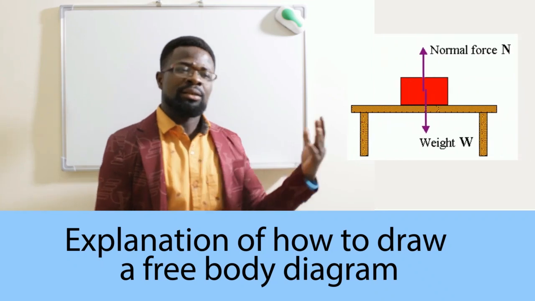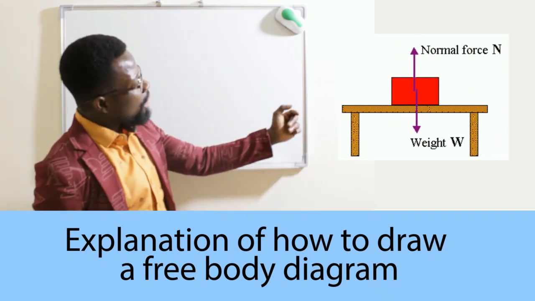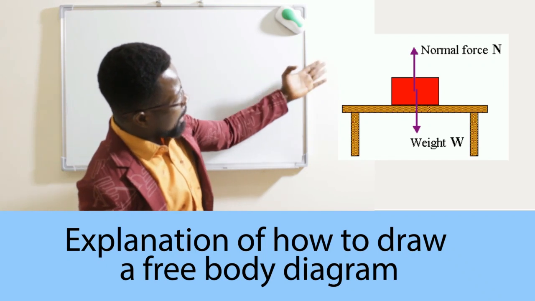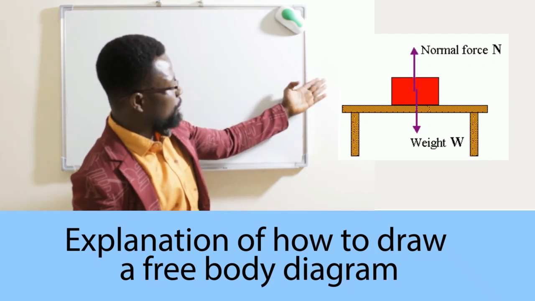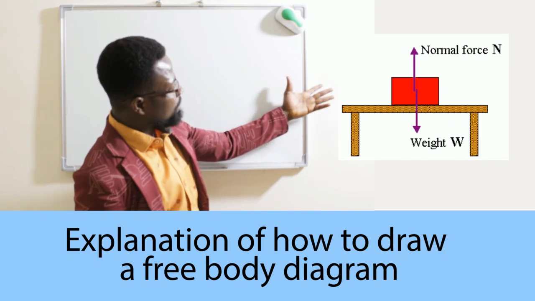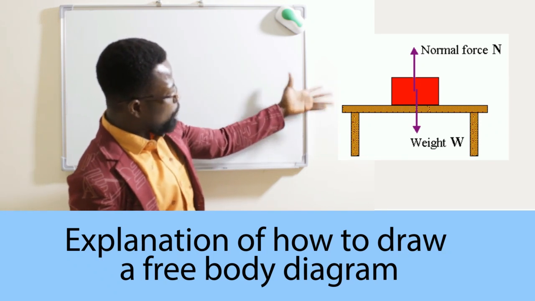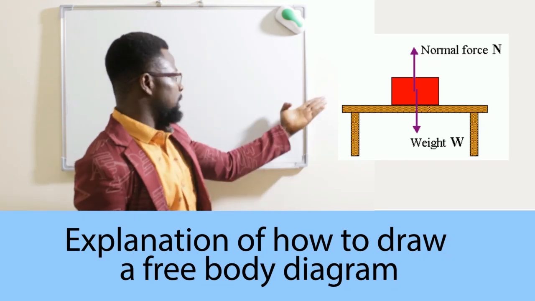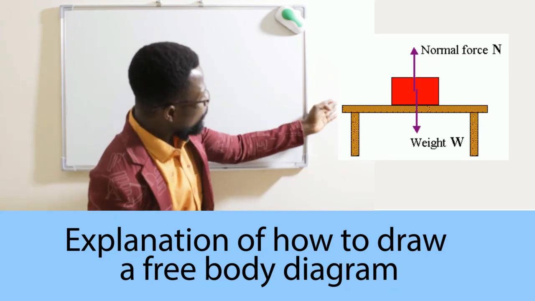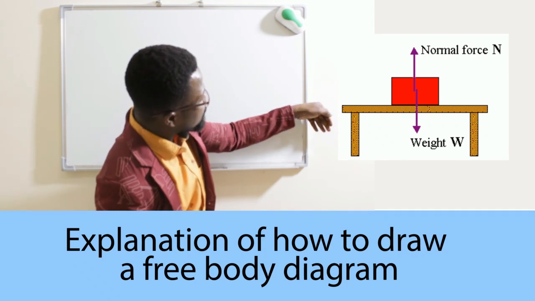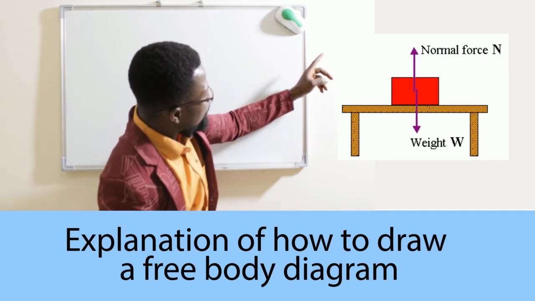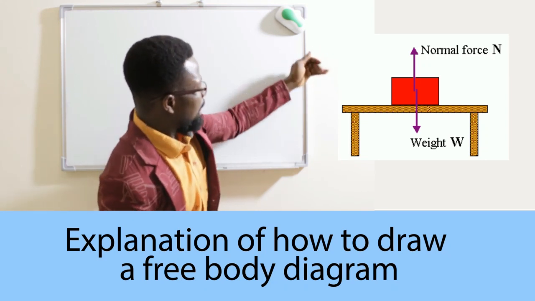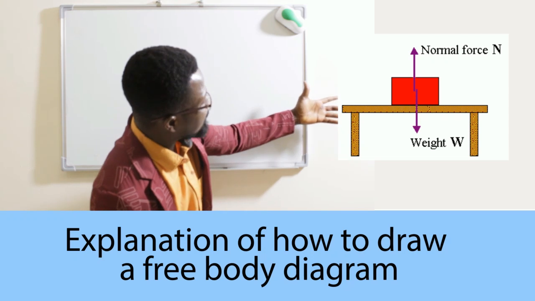In a situation like this, we have a plane surface like the table, and there is a body resting on this table. The body is resting, which simply implies that the body is not moving. Therefore, we can talk about two forces acting on this body: a downward force and an upward force. The upward force is referred to as the normal force, and the downward force is referred to as the weight.